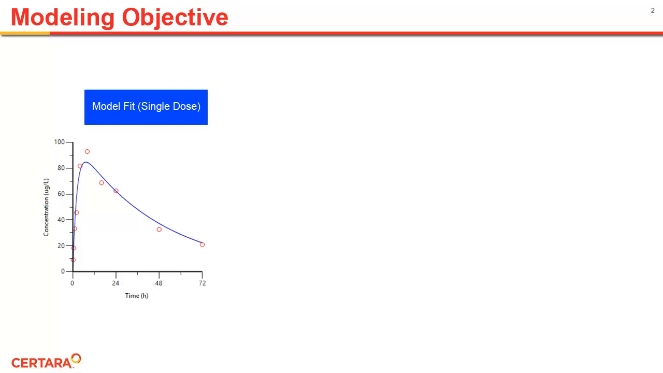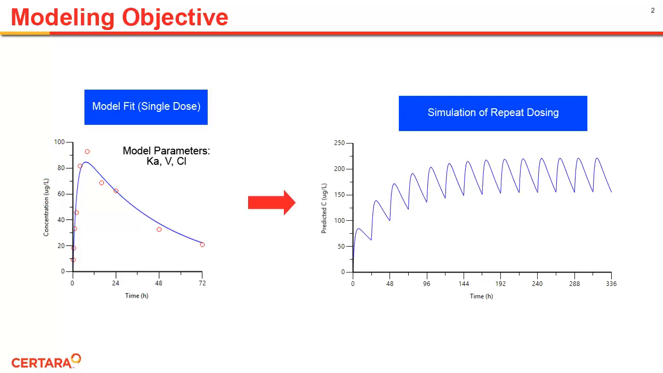Imagine that we have just obtained a model fit to single-dose data. A very common modeling objective is to use the model parameter values to simulate repeat dosing, allowing us to predict the concentrations that will be obtained at steady state. In this video, we will show you a simple way to create these simulations.